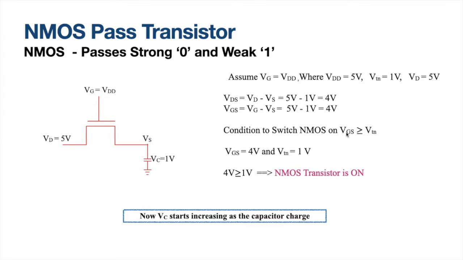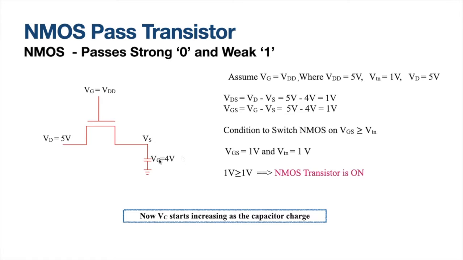Again we have to check the condition to switch on NMOS transistor, which is VGS greater than or equal to VTN. We know that VGS is 4 volts. Threshold is 1 volt. So 4 volt greater than or equal to 1 volt. Yes, it is true. Therefore, the transistor will remain on. Still, the charge at your load capacitor should increase from 0 to 1. It has come. Right now from 1 to 2, 2 to 3, 3 to 4. It gradually rises.